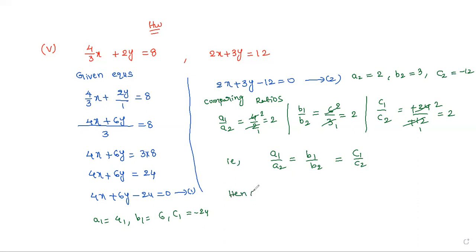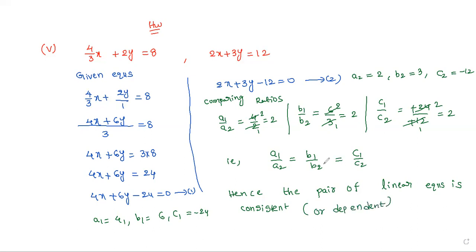Hence, the pair of linear equations is consistent. This is also consistent, or another name, dependent. Okay. If it is not equal, we say inconsistent. Okay, do the homework.